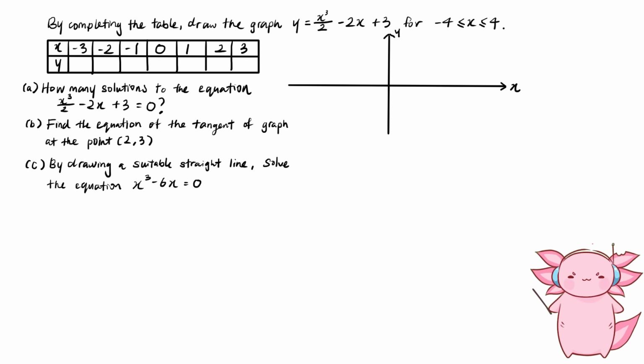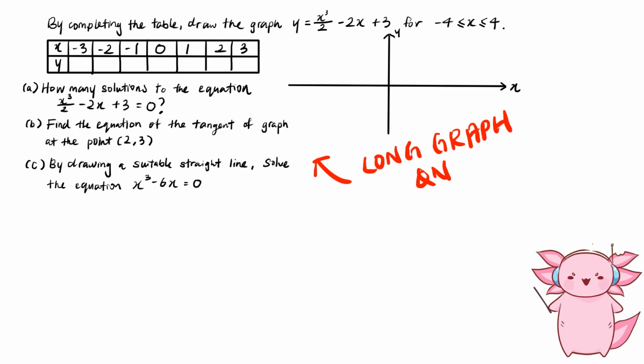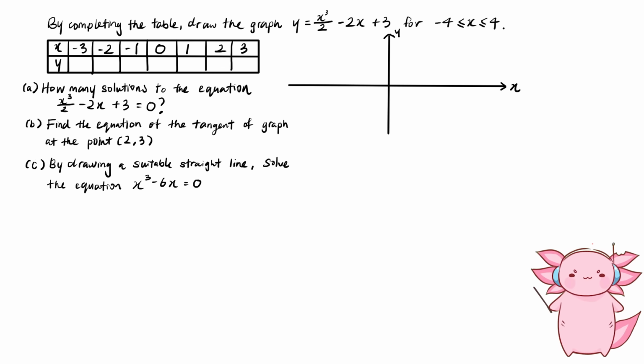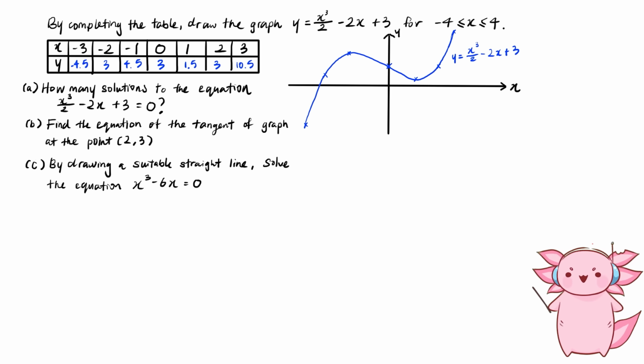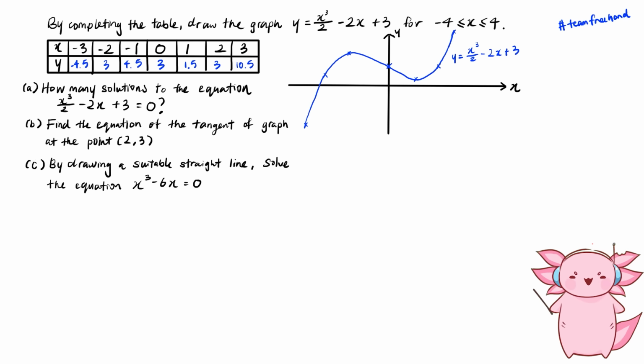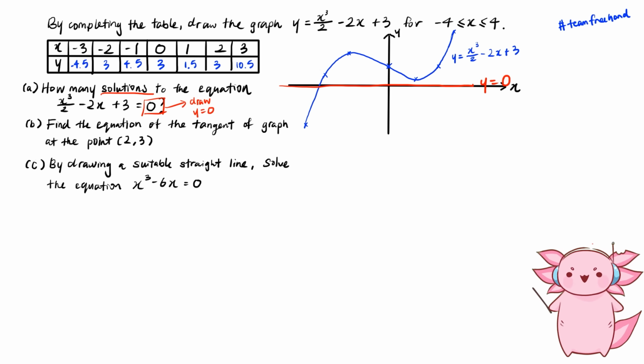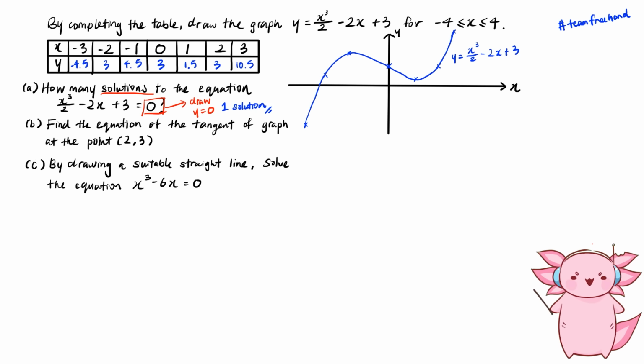It is time for the dreaded long graph question that appears every year in O-level math paper 2. Now, the first part is super easy by now. They give you a bunch of points, we plot them and connect them with a smooth curve like this. I went with hashtag team freehand because I was way too broke to afford a curve ruler. For part A, when we draw out the equation y equals 0 on the graph, we can see that there is only one intersection here, so the answer is that there's only one solution.